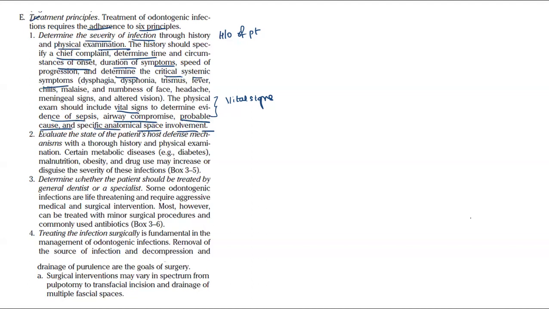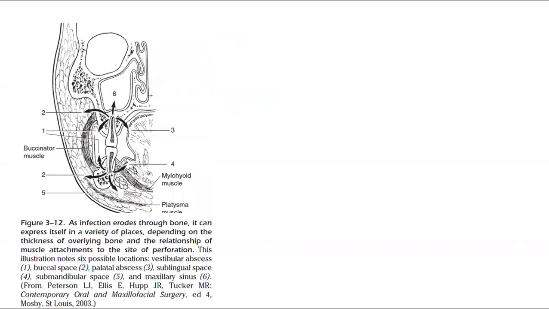Removal of the source of infection and decompression and drainage of purulence are the goals of surgery. Surgical interventions may vary in spectrum from pulpotomy to transfacial incision and drainage of multiple facial spaces. So if it involves multiple facial spaces, they need to be drained. The main thing is you need to remove the cause and also treat it. So the removal of the source of infection and decompression and drainage of purulence are the goals of the surgery.